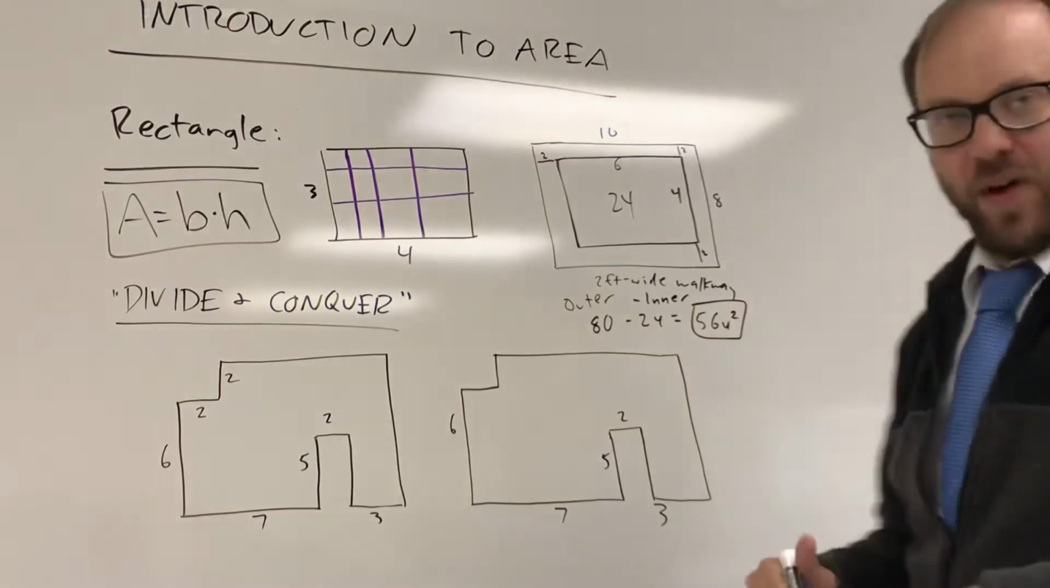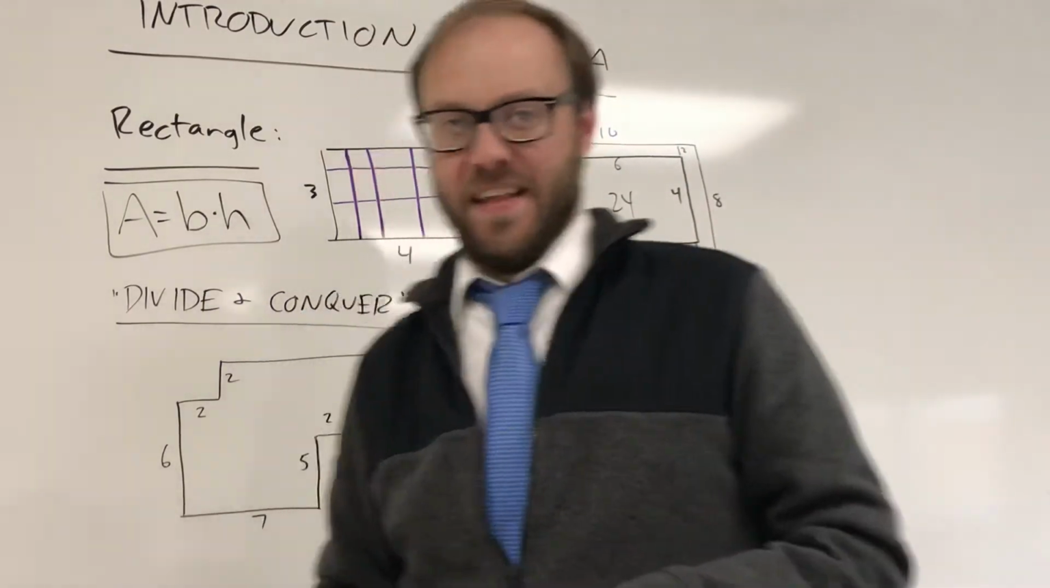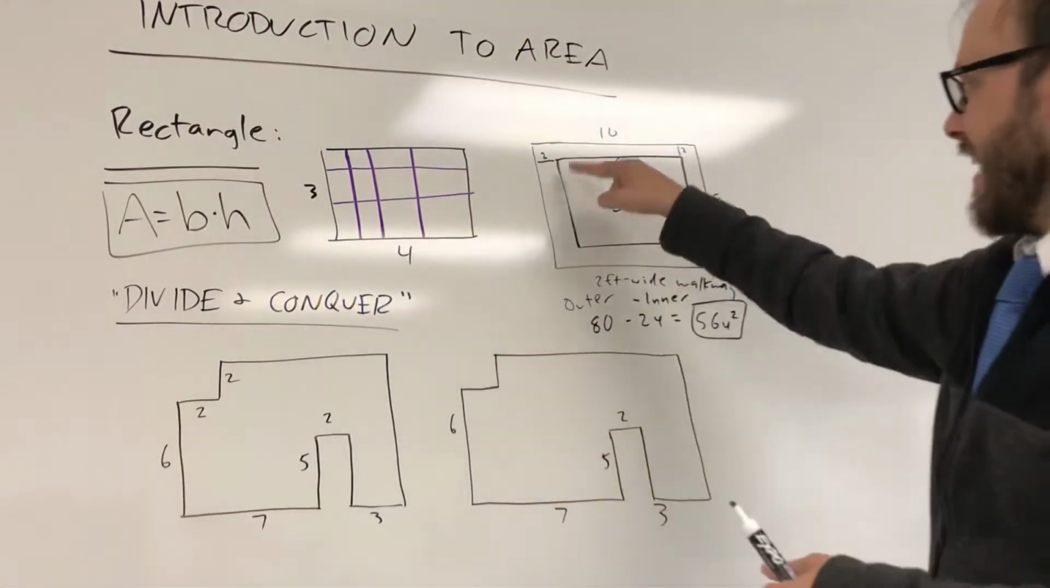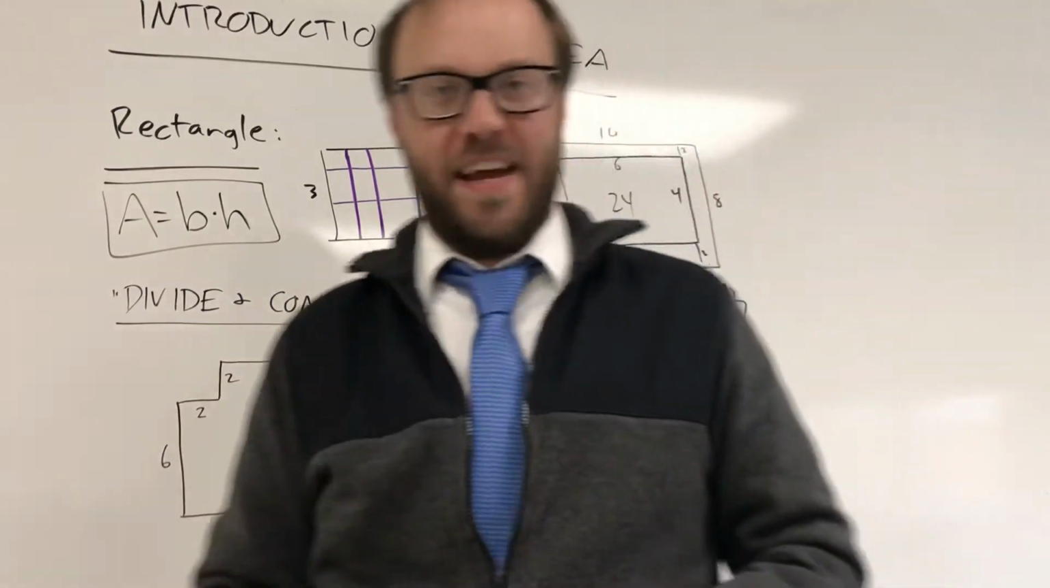You could write units squared or square units if you want to write out the words, okay? That's the basic idea there. So you can basically cut out and remove those square units from the overall rectangle, all right?